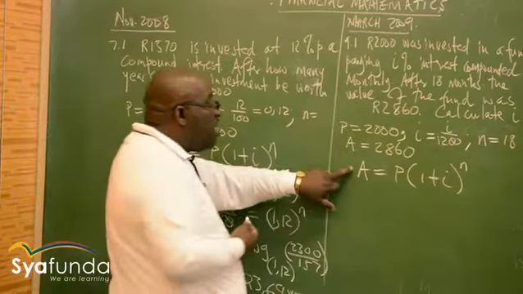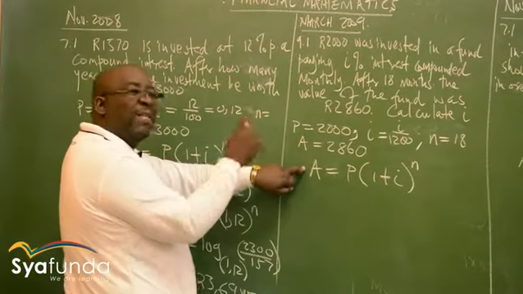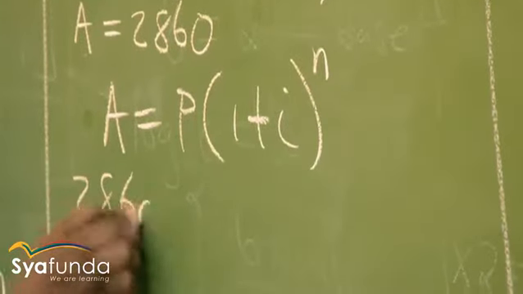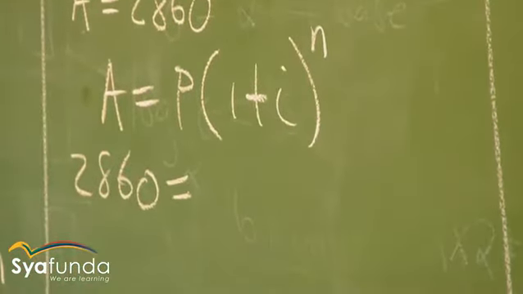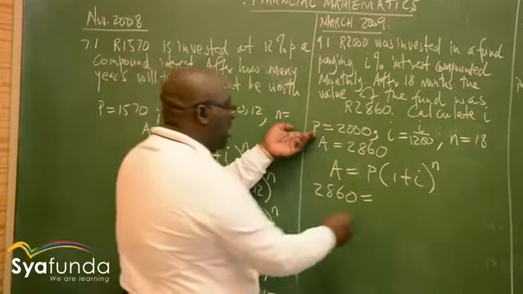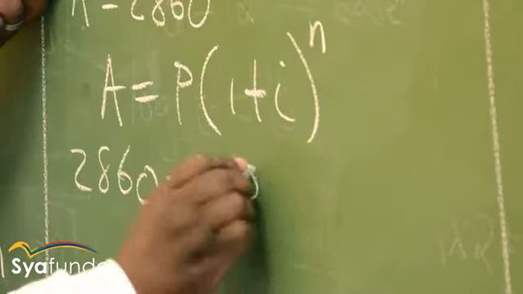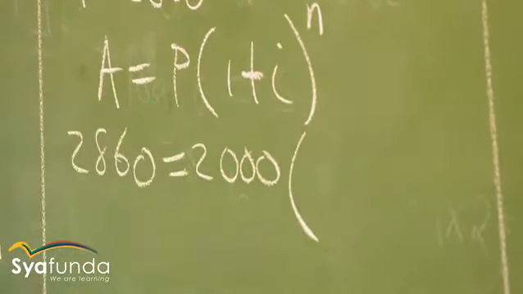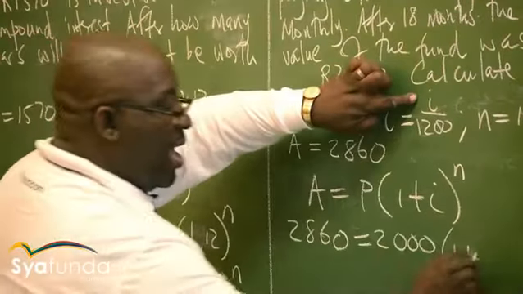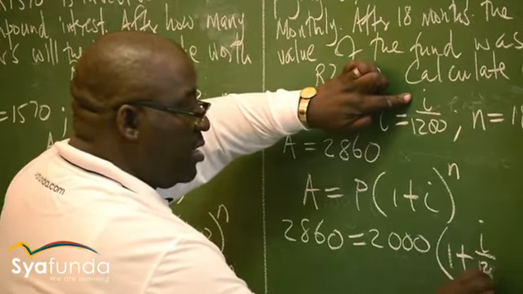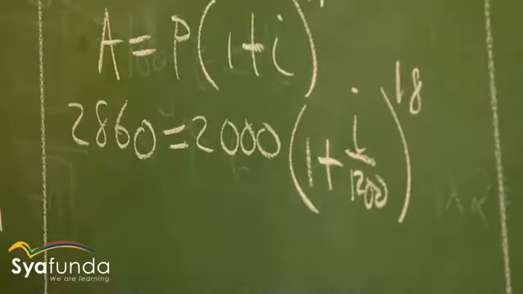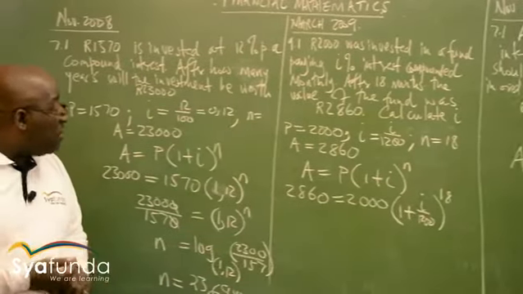Do we know the value of A? Yes, we do. We go to our data now. We know A, it is 2,860, equals to, do I know the value of P? Yes, I go to my data. It is 2,000. I do have the value of P. What is the value of, it's 1 plus, what is my I? I know that my I must be I over 1,200. Right? Close brackets. What is my N? My N is 18 in this particular case. That's what we have so far.